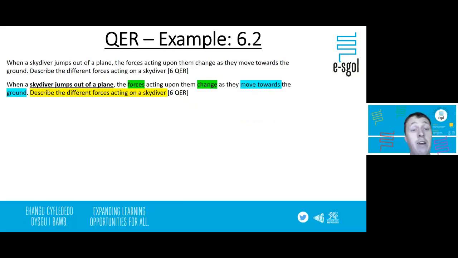So what I've done here is I've put down a 6-mark question, and right next to it I put another identical question, but here I've underlined and highlighted to see if it's more clear. So take a moment to look at the difference from underlining and highlighting. So what you can see is the question that states, when a skydiver jumps out of a plane, I've underlined that to identify this is the scenario that we're considering. The forces acting upon them change. So keywords, the forces change as they move towards the ground. So there's a movement to the ground. Describe the different forces acting on a skydiver.